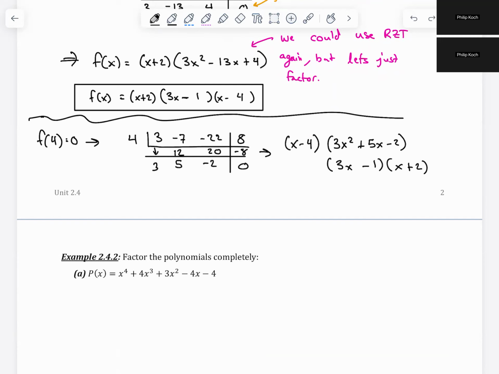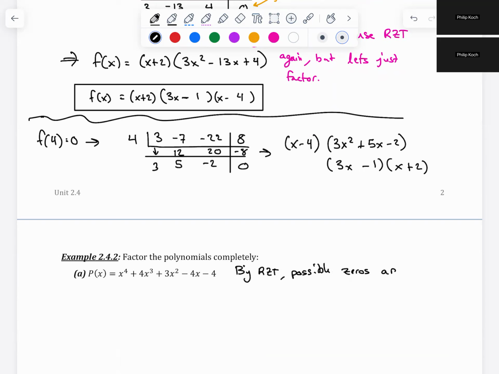So this one right here, factor the polynomial completely. We've got x to the fourth plus 4x cubed plus 3x squared minus 4x minus 4. So by RZT, possible zeros are x equals plus or minus.